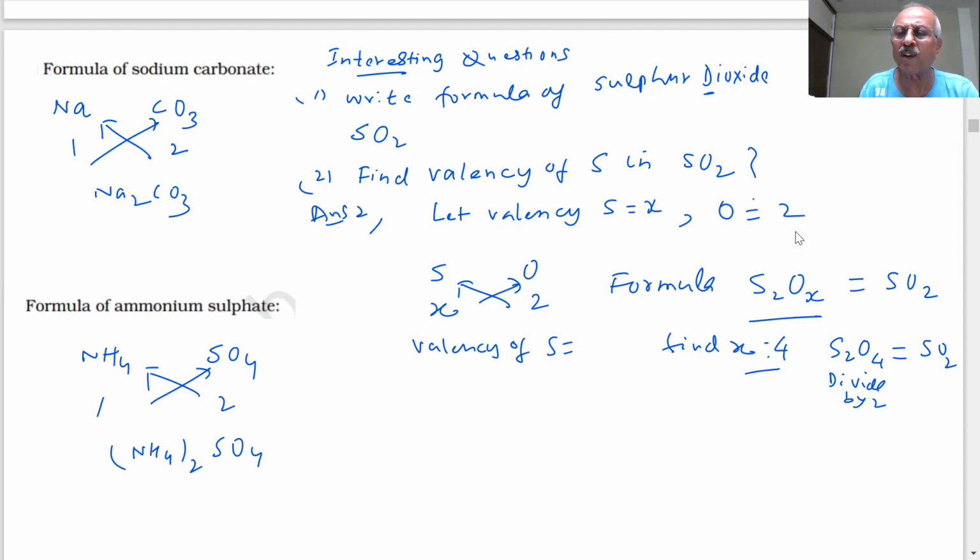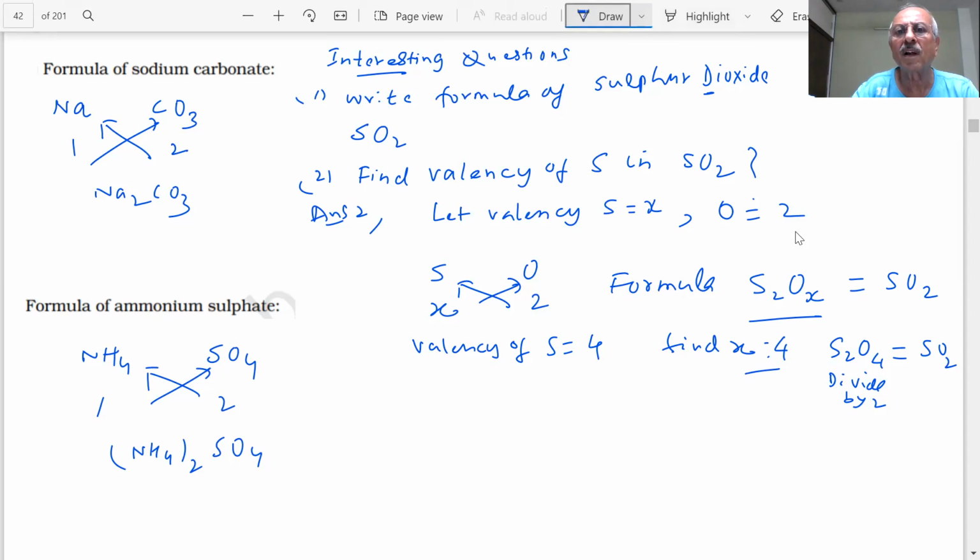If it is 2, then what will be the formula? S2O2, that will be SO. This is not SO. This is SO2. The valency is 4. Got it? It is important learning. Nobody will teach you this. Got it, student? Yes, sir. Important. Star.